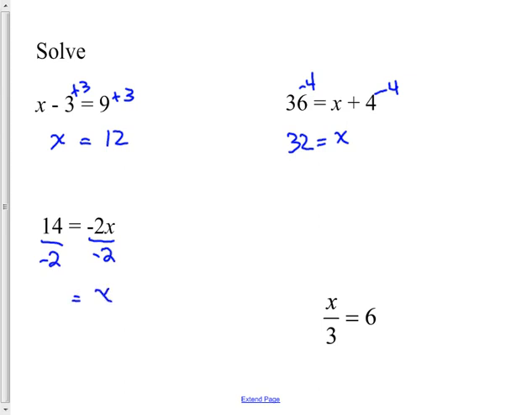And this is where our integers come in. Negative divided by negative is a positive 1, or just 1x, or x. 14 divided by negative 2, the signs are different, so it's going to be a negative 7.